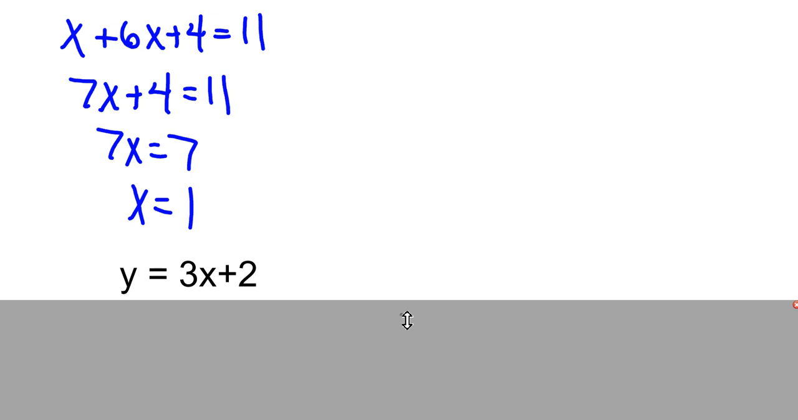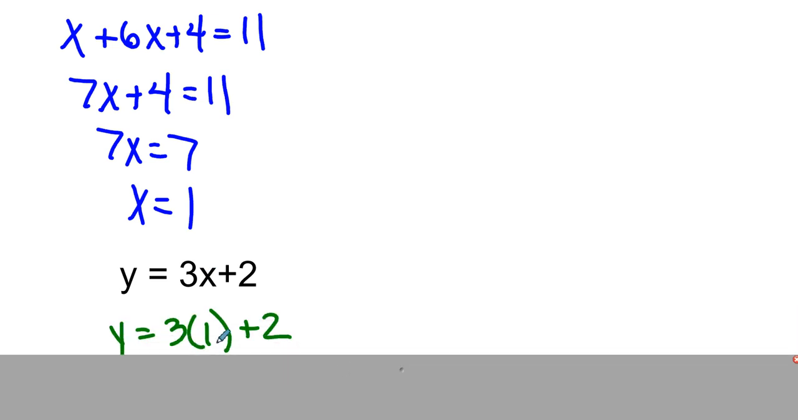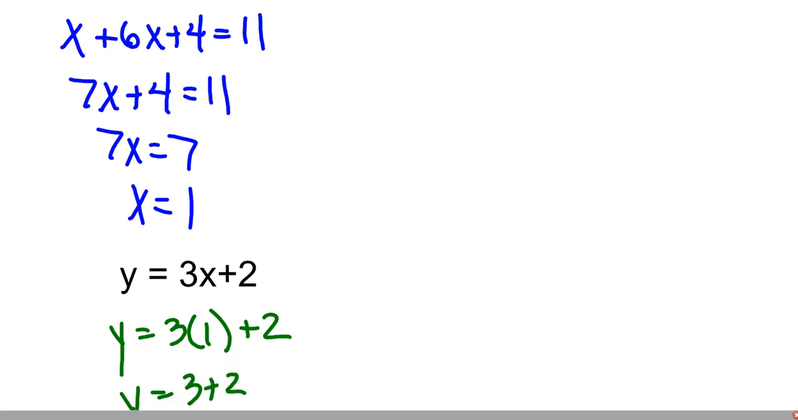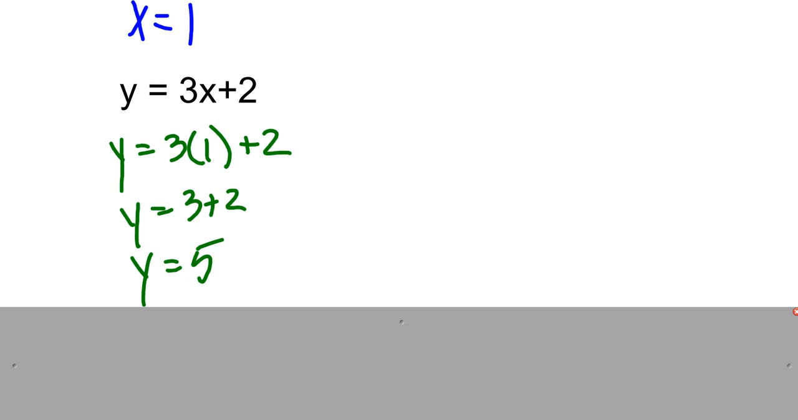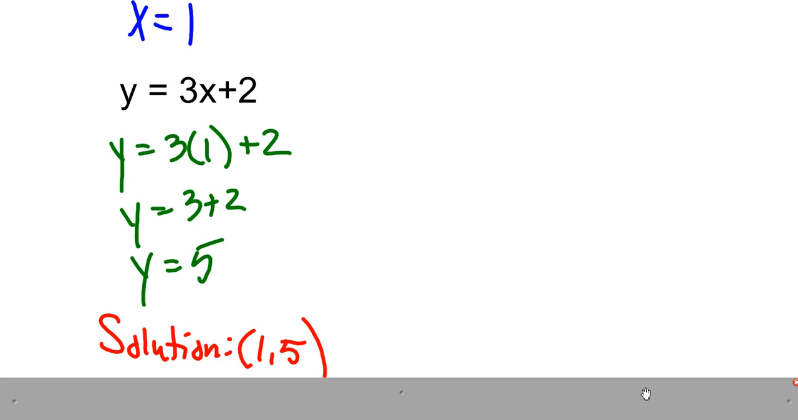Well, since we had an equation that started y equals, and that's what we need, let's take the value of x and substitute it into that equation. So 3 times the value of x, so 3 times 1 is 3, 3 plus 2 is 5. So we know that y has to be 5. What's our solution? x is 1, y is 5, so we would write it as a coordinate (1, 5).